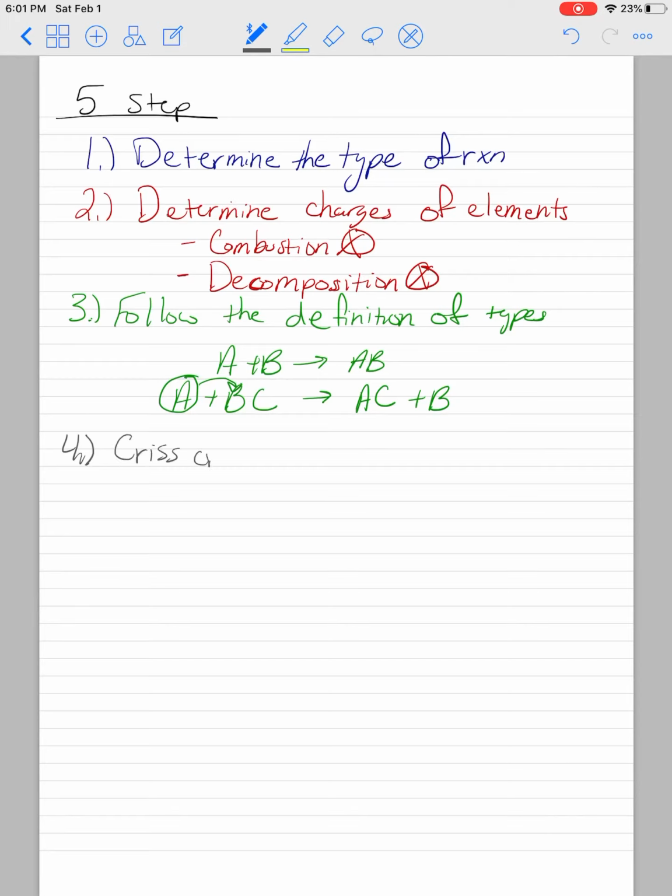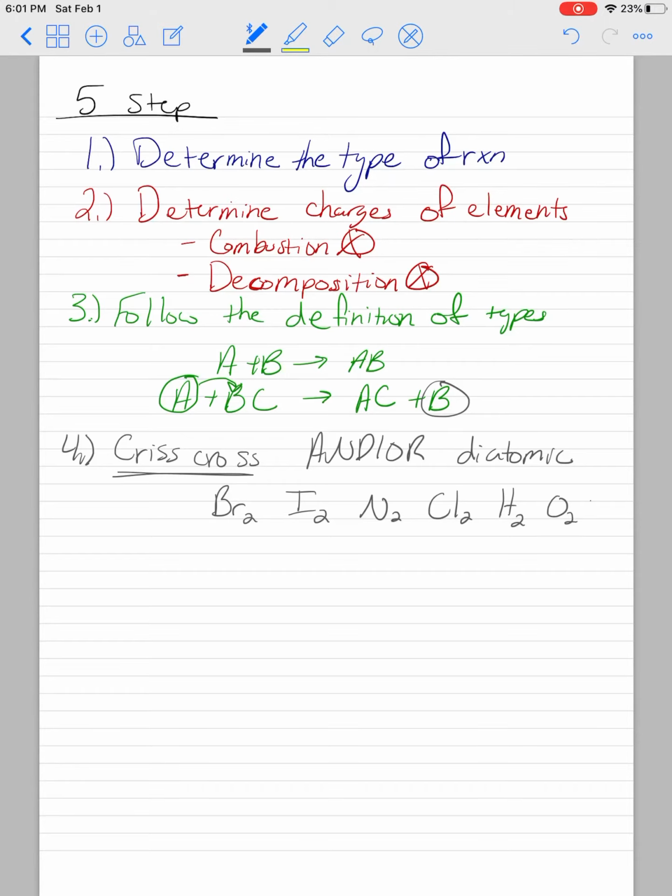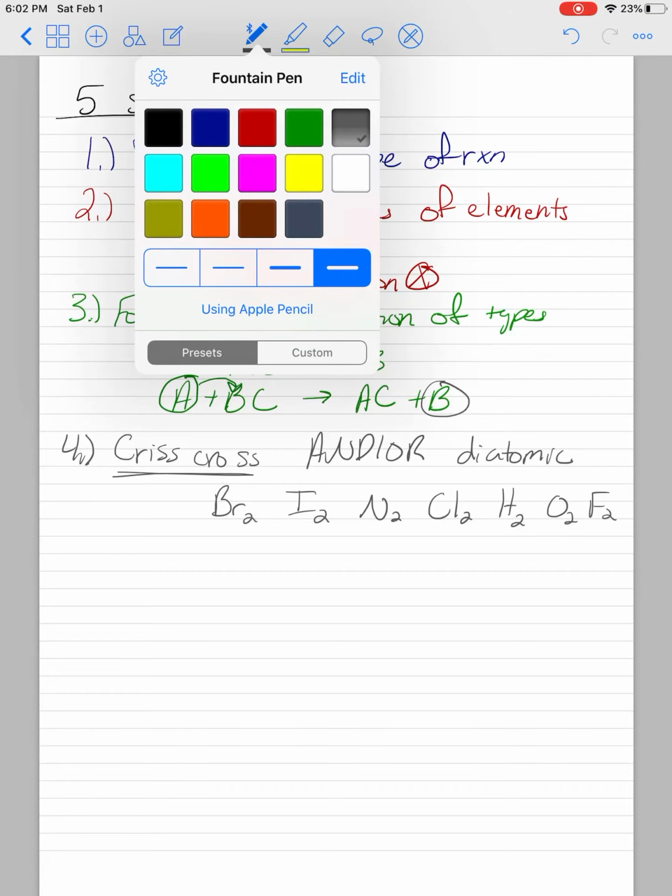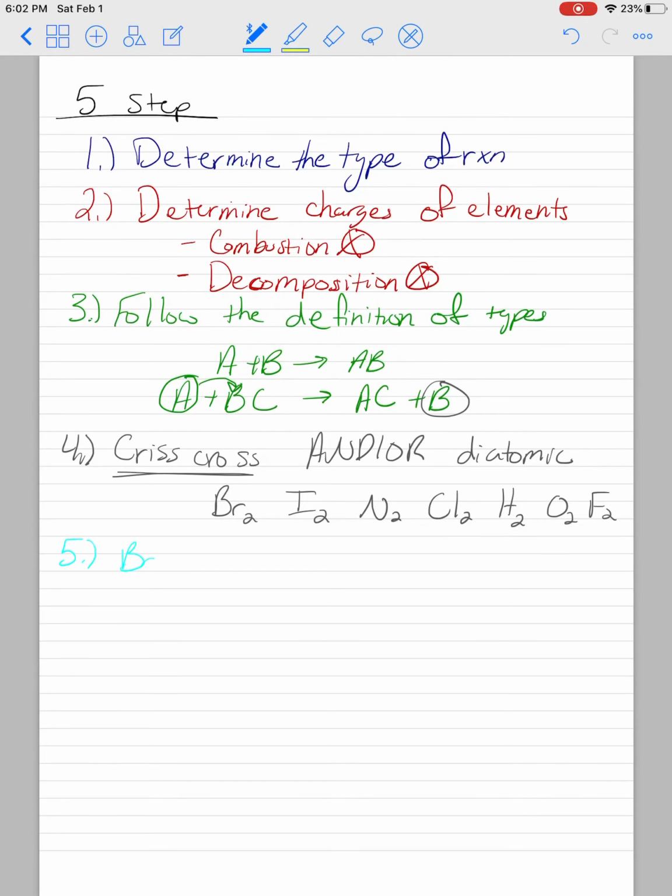Step 4 is to crisscross or, well, it really should be and or, determine if you have diatomics, okay? Because if you have any element alone, like you would in a single displacement reaction, you need to crisscross your compound, but for any diatomic element, you need to make sure that you have written it correctly. And remember, that's anything in Brinkelhoff. Okay? And step 5 is the step that we're not going to get to today, but it is going to be balancing the reaction, and that's something that we'll talk about later.